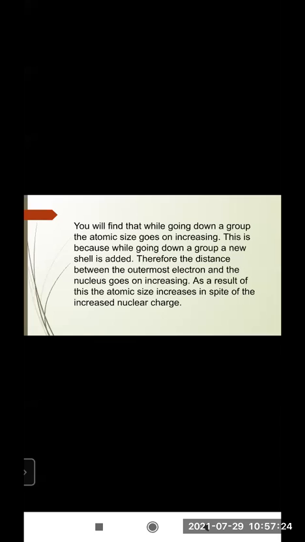And as a result, the atomic size increases in spite of the increased nuclear charge. Okay? So this is about atomic size. You can go through both the activities once again and revise that. Clear? Now we'll move on to page number 26.